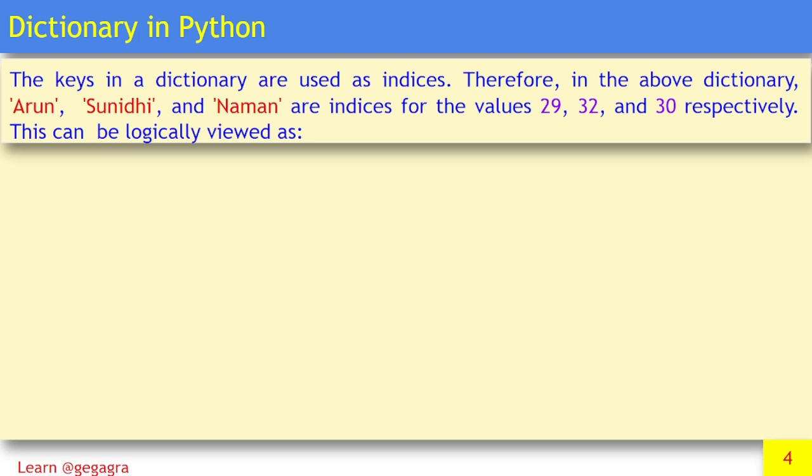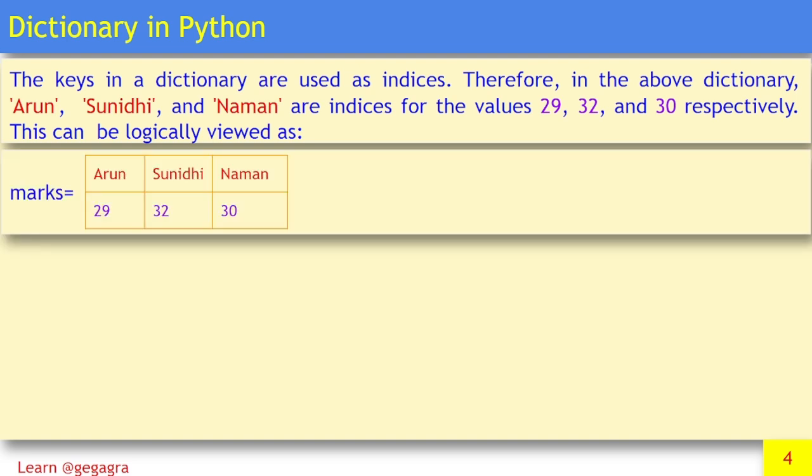So the keys in dictionary are used as indices. Therefore, in the above dictionary discussed on the previous slide, Arun, Sunidhi and Naman are the indices for the values 29, 32 and 30 respectively. This can be logically viewed as marks, where this is the key and this is the value, this is the key, this is the value, Naman is the key and 30 is the value. So this way we can depict the dictionary.